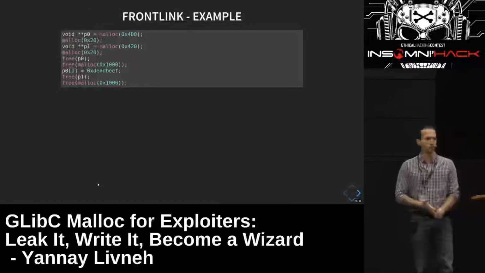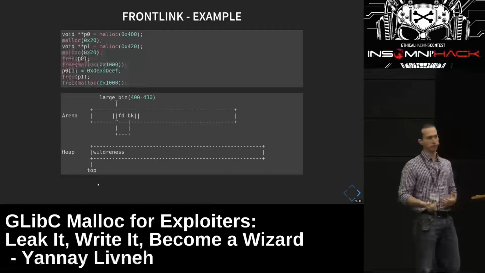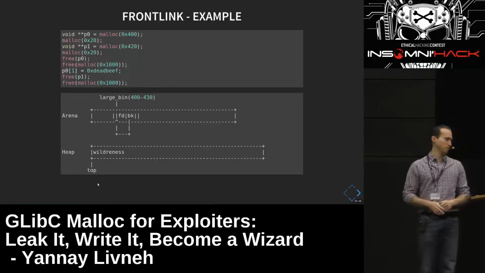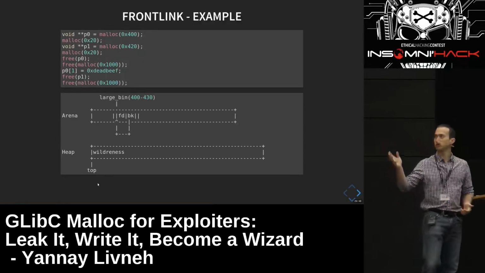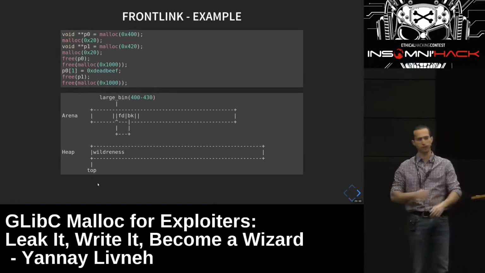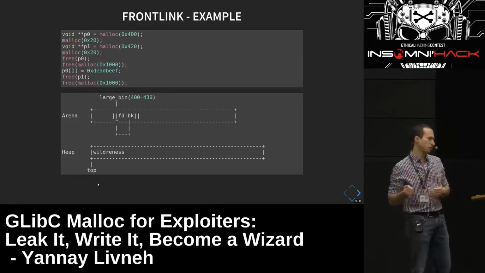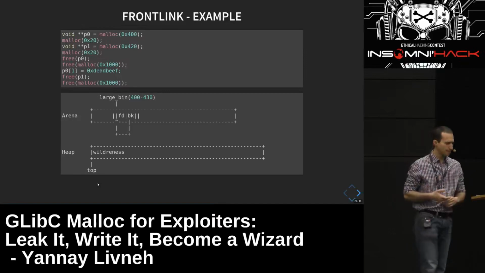And let's go to an example. Again, we start with our empty heap. You can see here the large bin of 400 to 430, and it's empty, so you see it points to itself. This time I only illustrated the back pointers, but again, it's a doubly linked circular list.